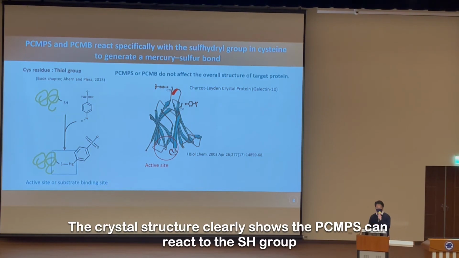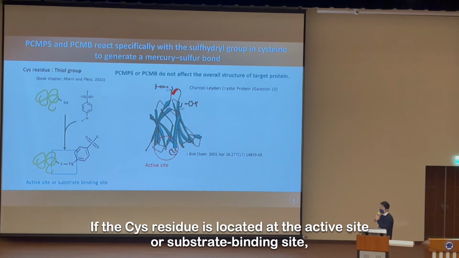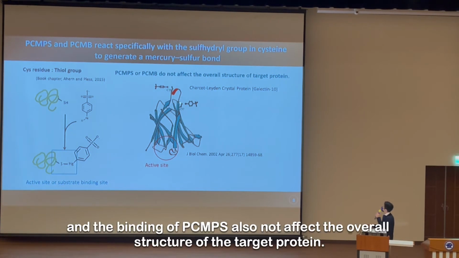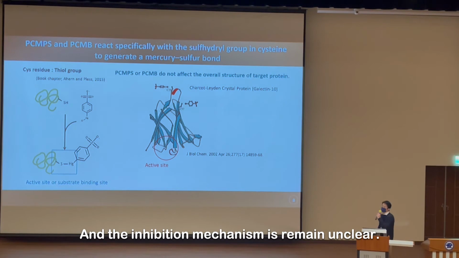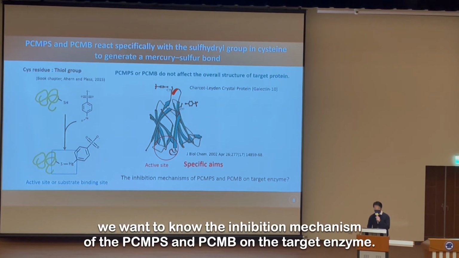The crystal structure clearly shows that PCMPS can react with the SH group to form a mercury-sulfur bond to the target protein. If the cysteine residue is located at the active site or substrate binding site, the inhibition is very reasonable. But in some other cases, as you can see here, the cysteine is not located at the active site, and the binding of PCMPS also does not affect the overall structure of the target protein, and the inhibition mechanism remains unclear. So our specific aim is to know the inhibition mechanism of PCMPS and PCMB on the target enzyme.